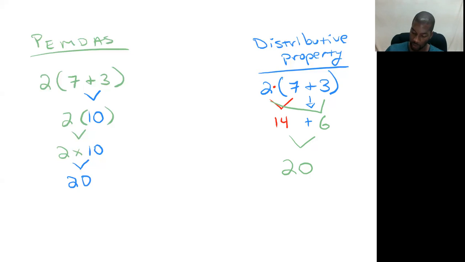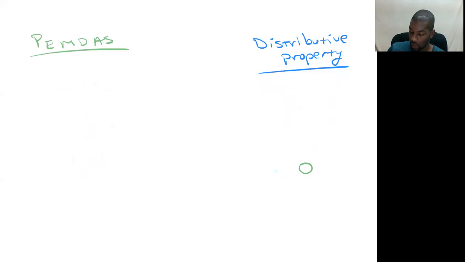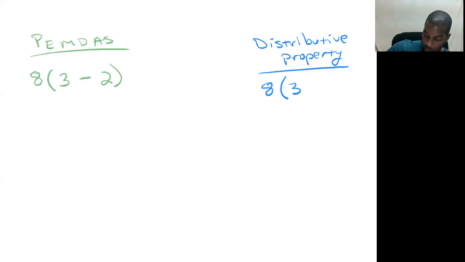Actually, I'm just going to erase it so I don't have to draw everything again. Let's try one last problem. Okay, let's do 8 times 3 minus 2. Now we have a negative symbol. And we have on this side 8 times 3 minus 2. Same exact problem. All right, let's try using PEMDAS first.